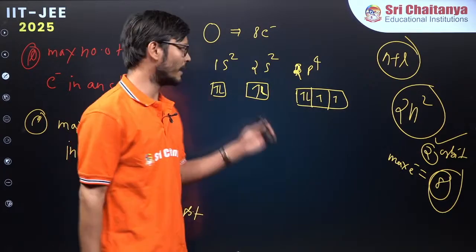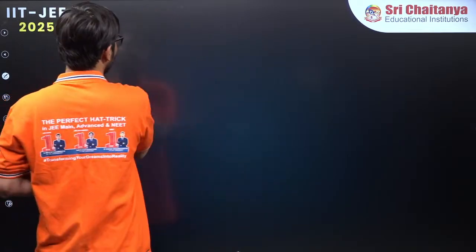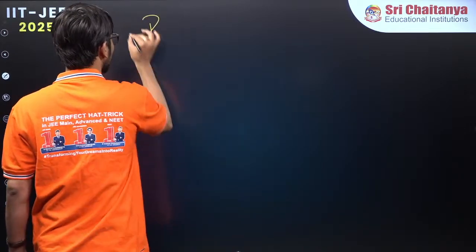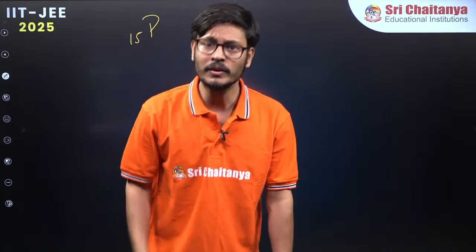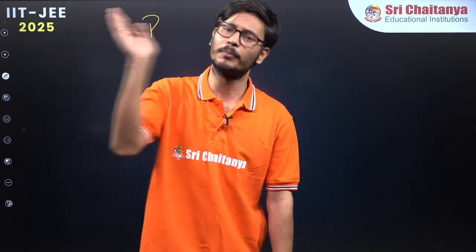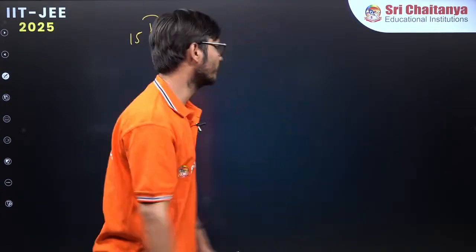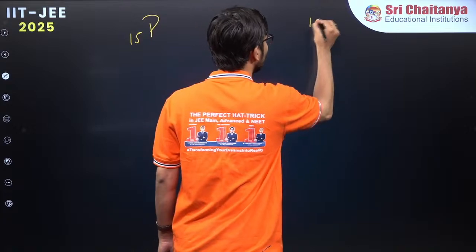Let us take one more example. Okay, let us say phosphorus. So, phosphorus has atomic number 15. And we know that for the neutral atom, number of electrons is equal to number of protons, which is equal to atomic number. Very good. So, we are having 15 electrons.